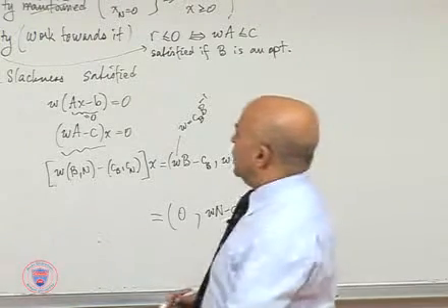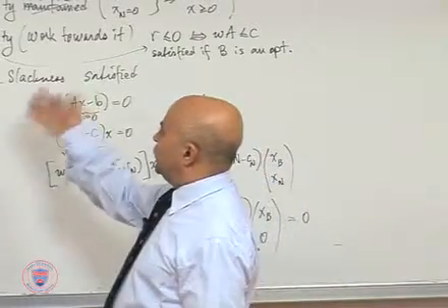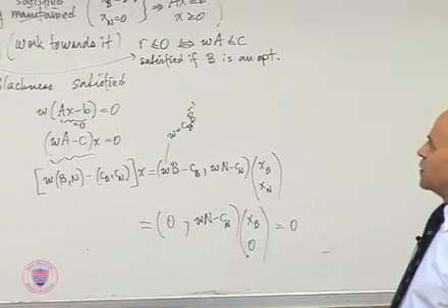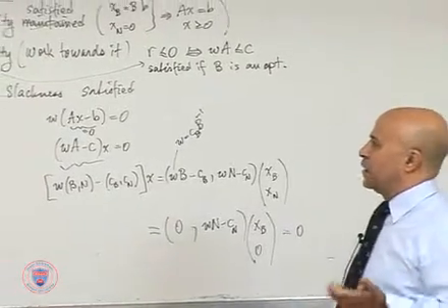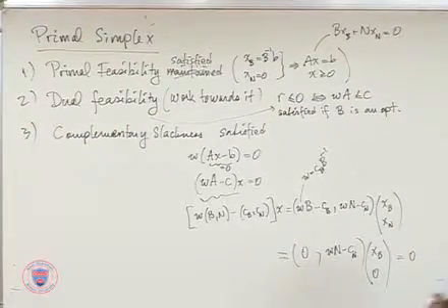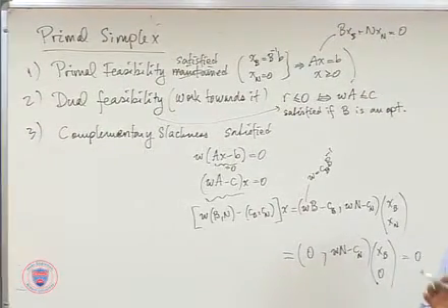All right, so this is your regular simplex method. It maintains or satisfies primal feasibility and complementary slackness throughout, and it satisfies dual feasibility at the very end.